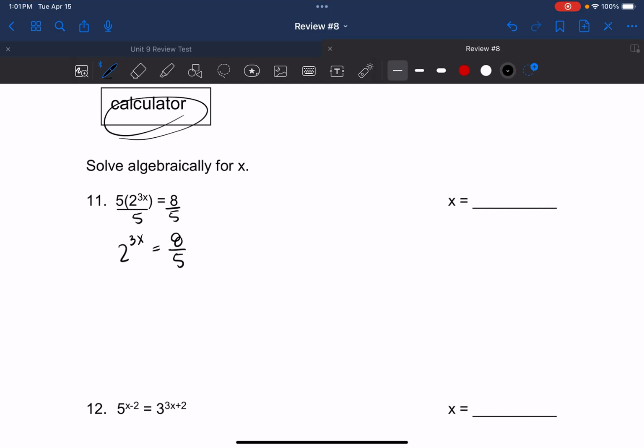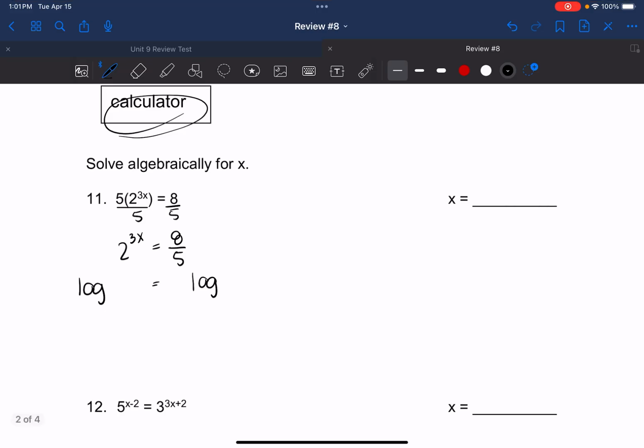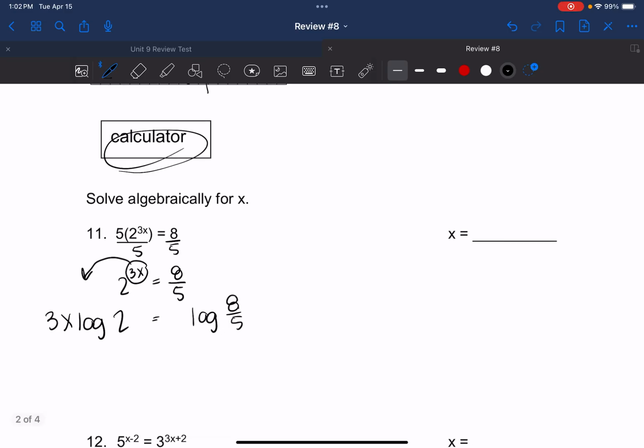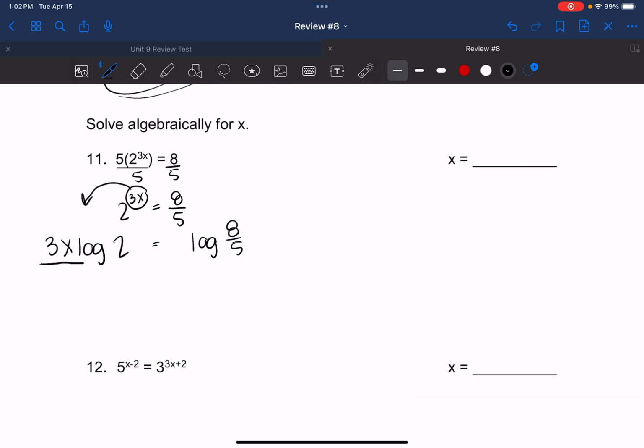Of course, I would love to get a common base like we did on that front page, but there is no way to get a common base here. So my only option is to take the log of both sides. I'm going to take a log over here, and a log over here. While I'm at it, I'm going to make this exponent a coefficient, so I'm going to pull my 3x to the front, and I'll have my log of 2 here. This one did not have an exponent, so nothing to pull to the front, so it'll just be log of 8/5.